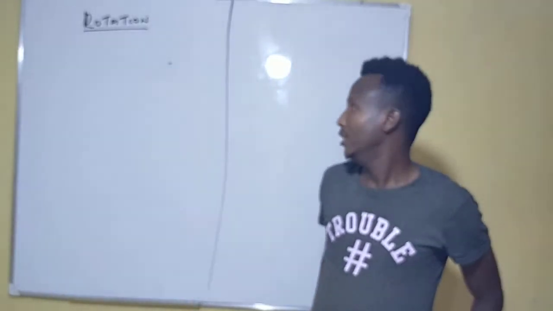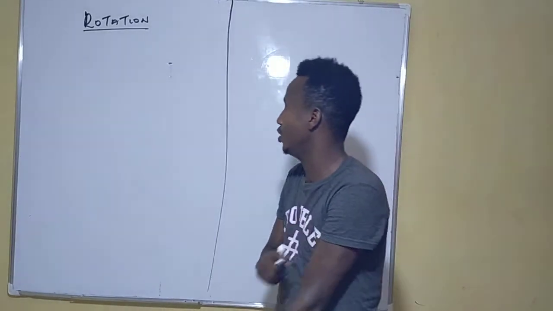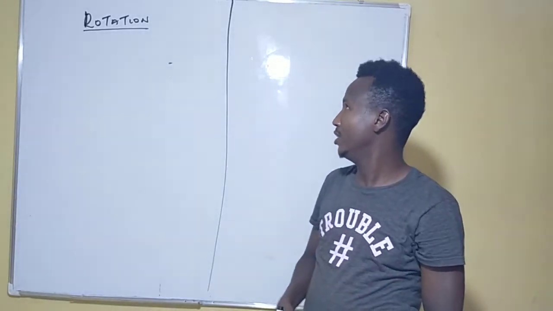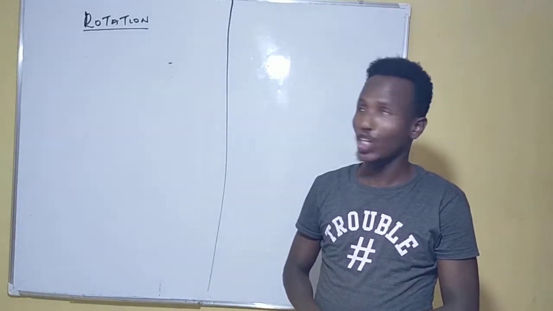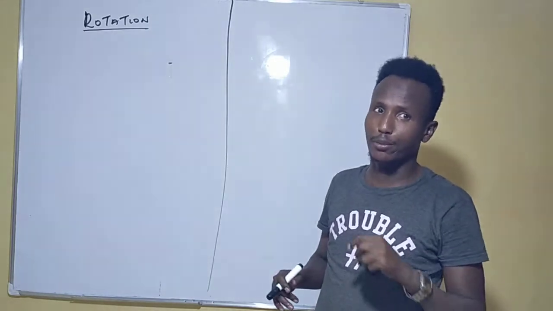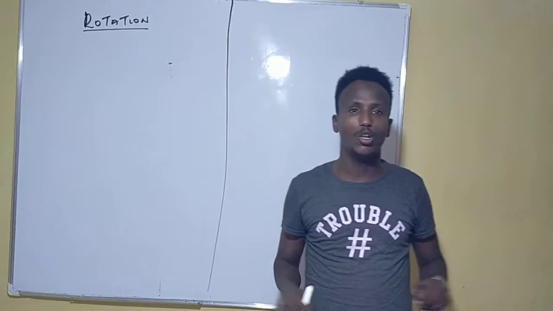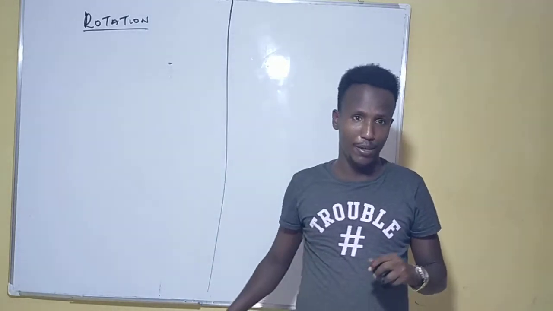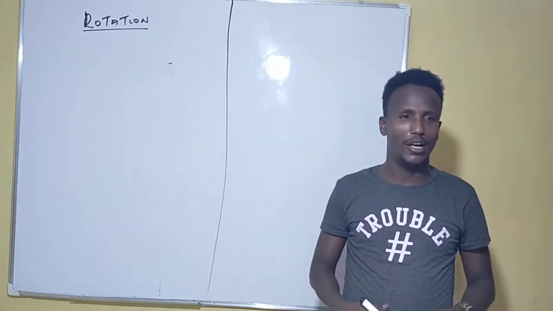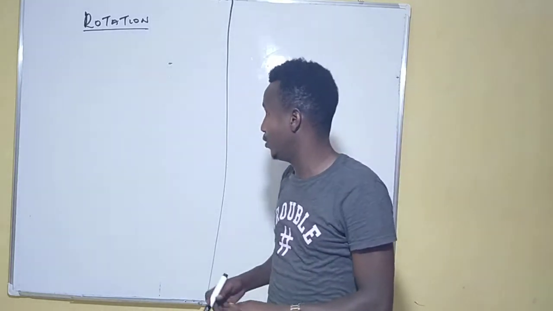Welcome back to the class. Remember, we have been discussing transformation, which was basically concerning reflection. This time around, we are going to talk about rotation. The moment we are done with rotation, we will proceed to enlargement. Then after that, we are going to learn the combined questions coming from the three of them. The three of them plus similarity is what we normally call transformations in Form 2.